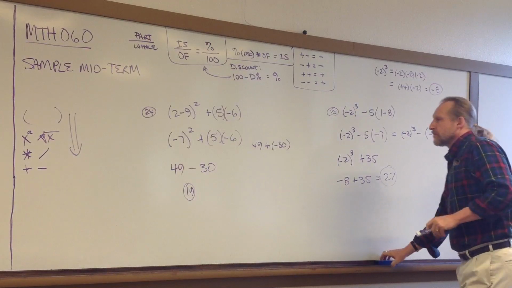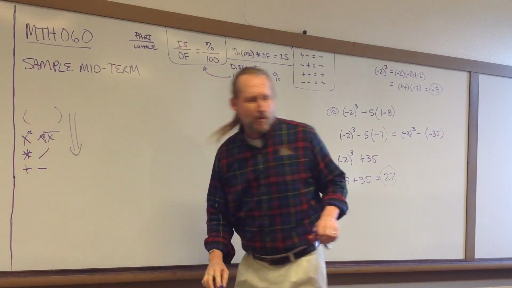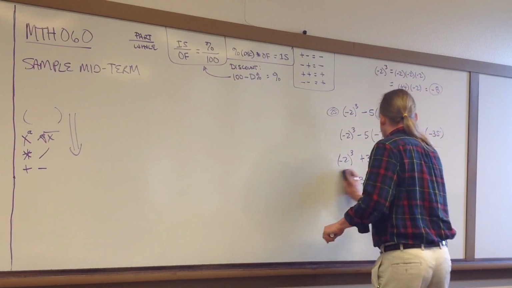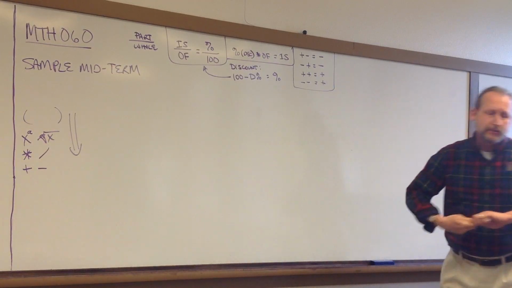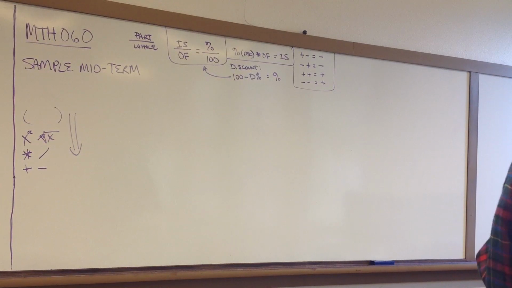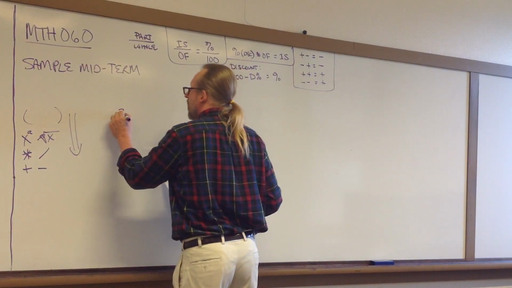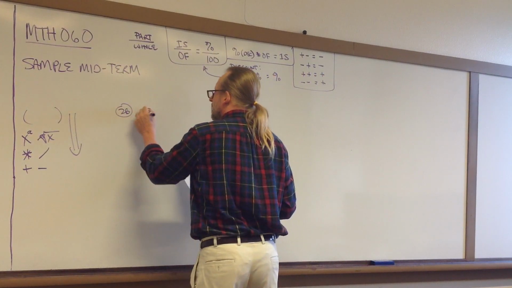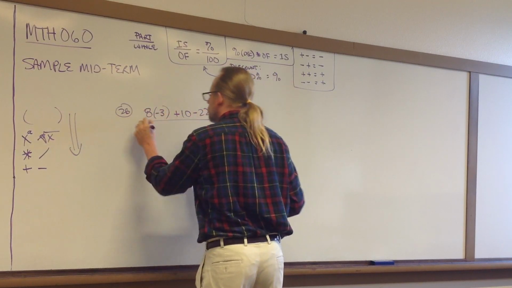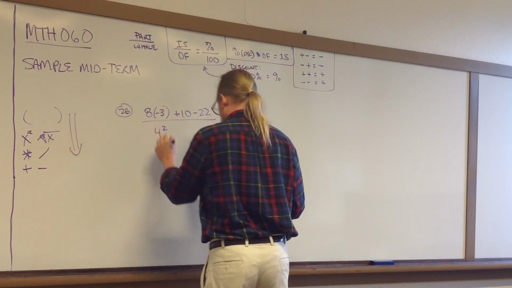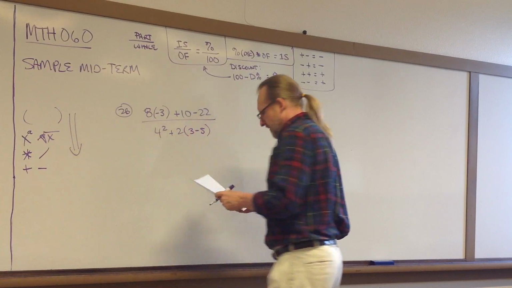Let's see what else we've got to look at here. The trickier order of operations problems where you have a numerator and a denominator to worry about. So, problem 26. 8 times negative 3 plus 10 minus 22, over 4 squared plus 2 times 3 minus 5.